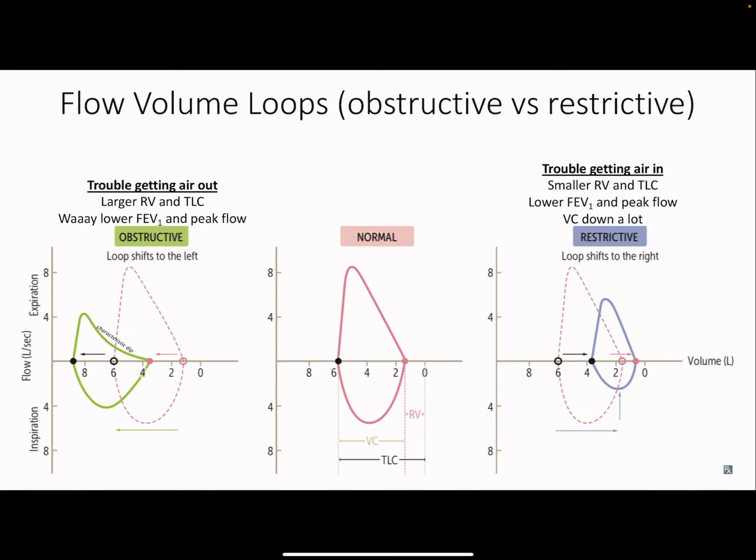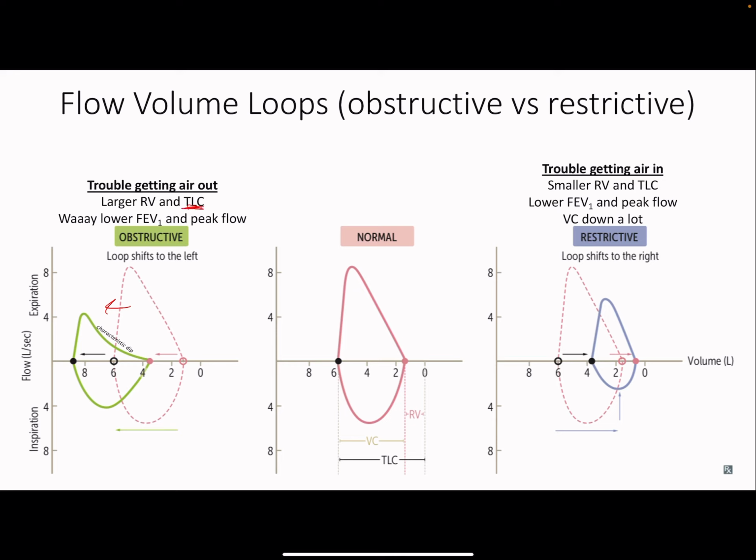So this is really the bread and butter of this. This is the main thing to emphasize: obstructive lung diseases are really just going to shift our spirometry loop to the left. In emphysema, we're going to have increased lung capacity, more air in the lungs.